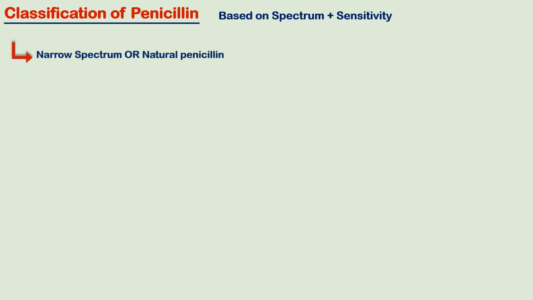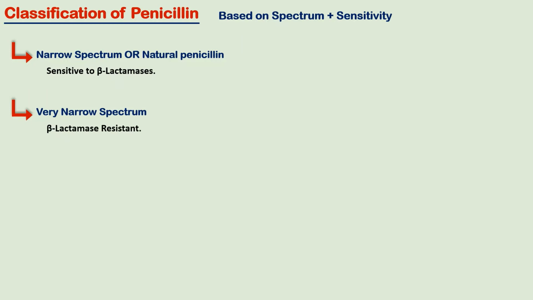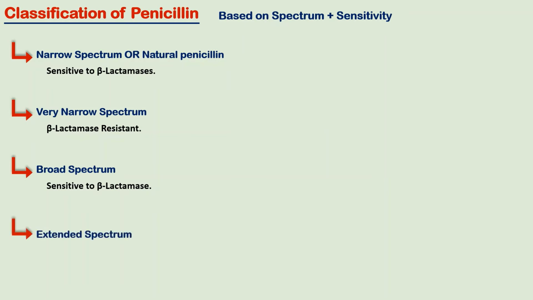Let's have a look at the classification of penicillins. This classification of penicillins is made on the basis of the spectrum of activity and also sensitivity to the beta-lactamases. First one is the narrow spectrum antibiotics, and they are actually sensitive to beta-lactamases. Second is the very narrow spectrum penicillins. They are actually beta-lactamase resistant. Next is the broad spectrum penicillins. They are beta-lactamase sensitive. And finally, we have the extended spectrum, which are also sensitive to beta-lactamases.